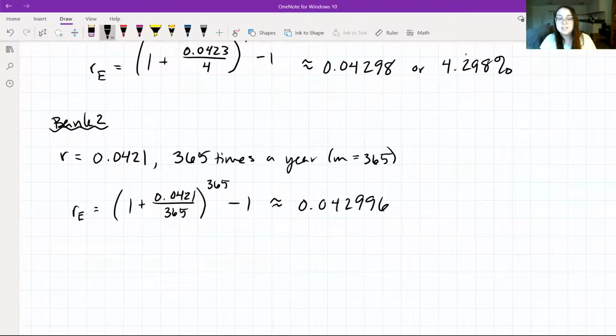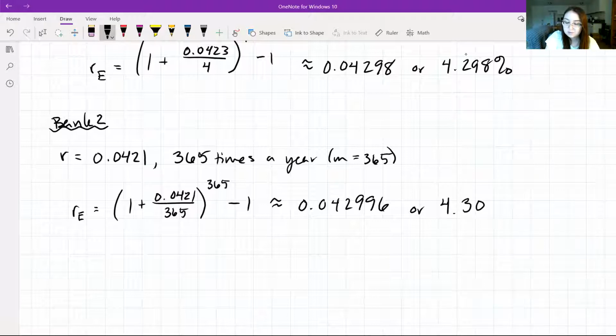We're going to go an extra decimal place since we see that if we go to 3 decimal places, it's going to give us 99. So we go 1 extra. So we see that when we round this to a 3rd decimal place, this is going to end up giving us 4.300%, or just 4.3%.